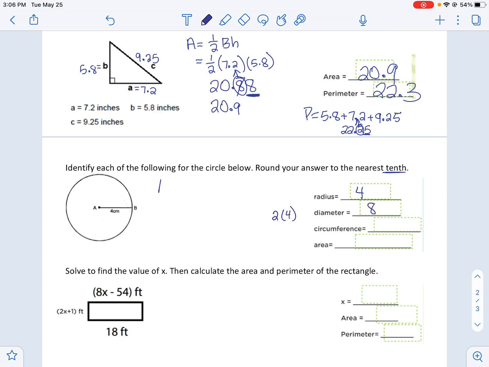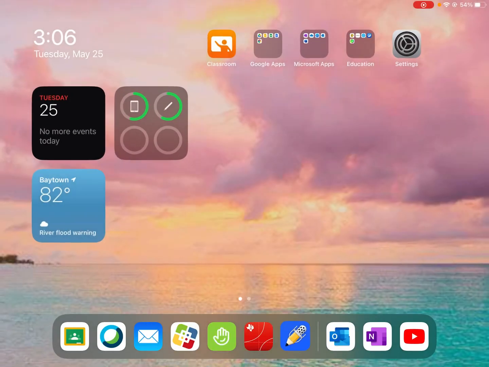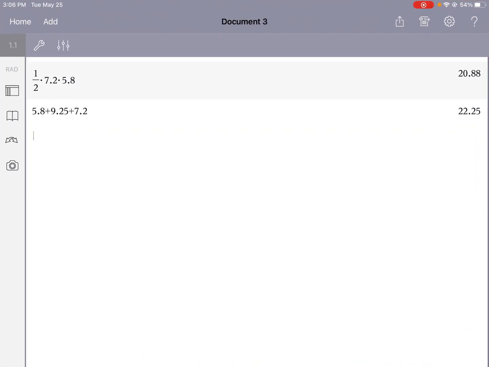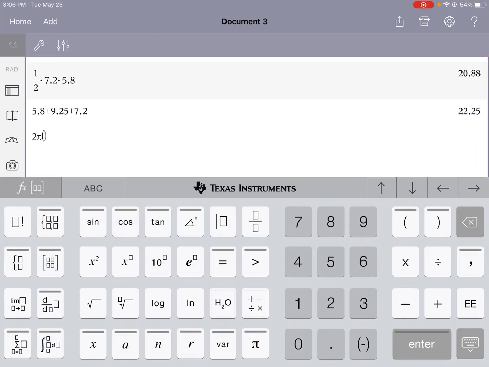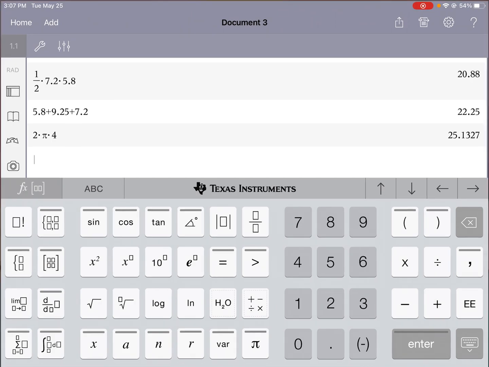Their circumference, C, is 2 pi times r. So 2 pi times 4. So I'm going to type that in my calculator. So 2 pi times 4, we get 25.13. So we want to round to the nearest tenth, so just 25.1.